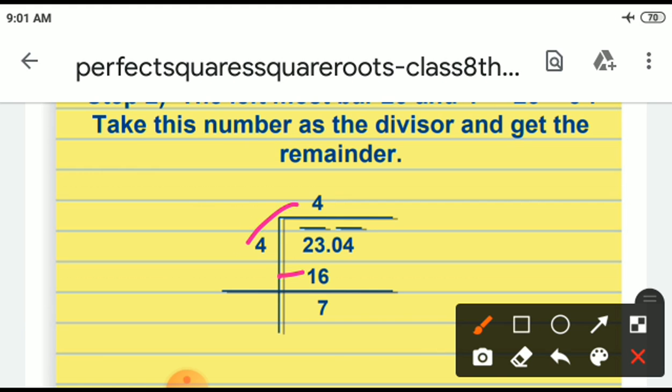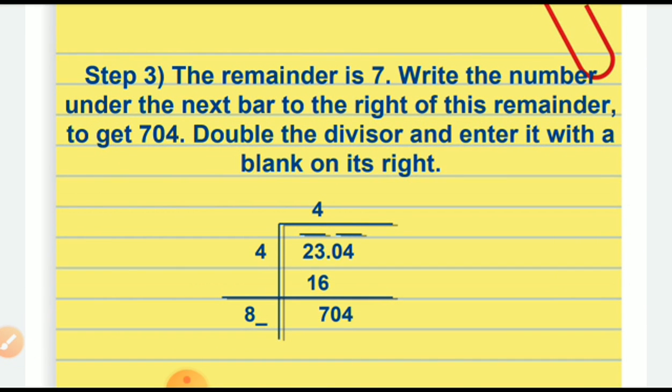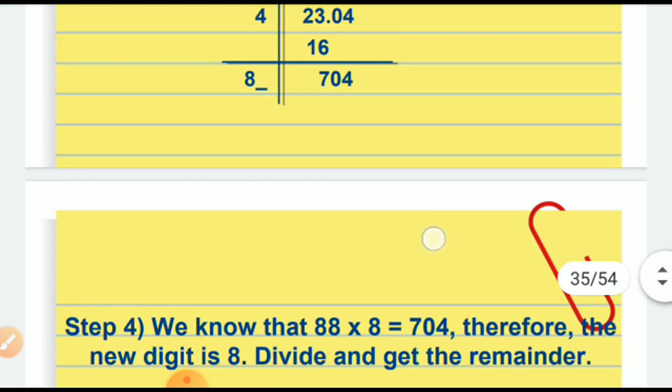So 4 4s are 16. Correct. Look at the next step. The remainder 7. Write the number under the next bar to the right of this remainder to get 704. Double the divisor and enter it with a blank on its right. 4's double is 8. Now check out which number has to multiply by the blank. After the 8, a number should be formed with the blank, beta. Whatever number you put, 1, 2, 3, 4, you have to multiply it by that.